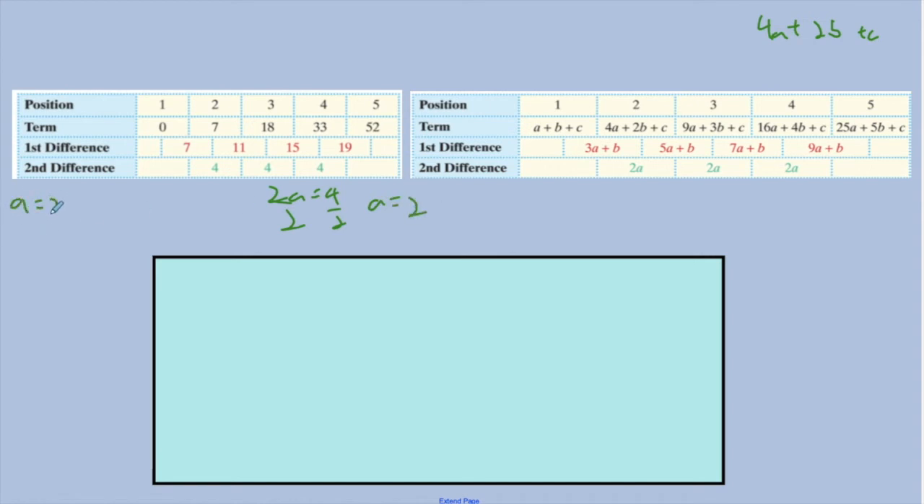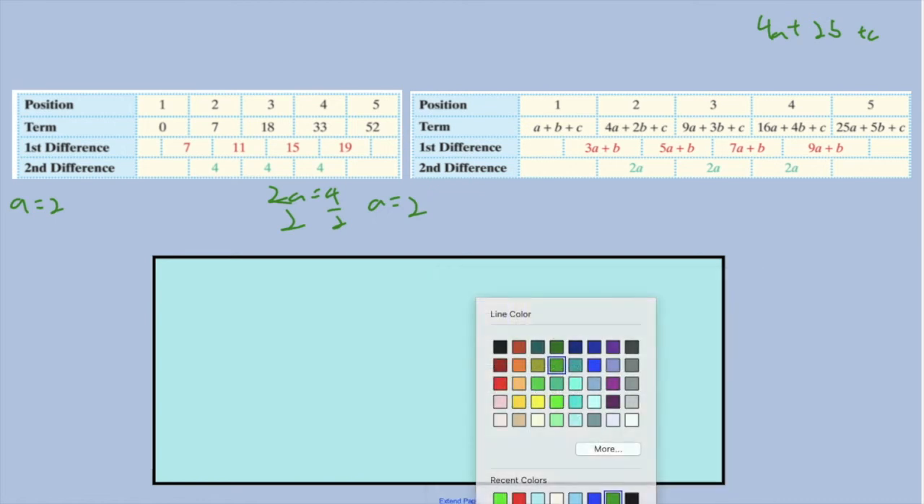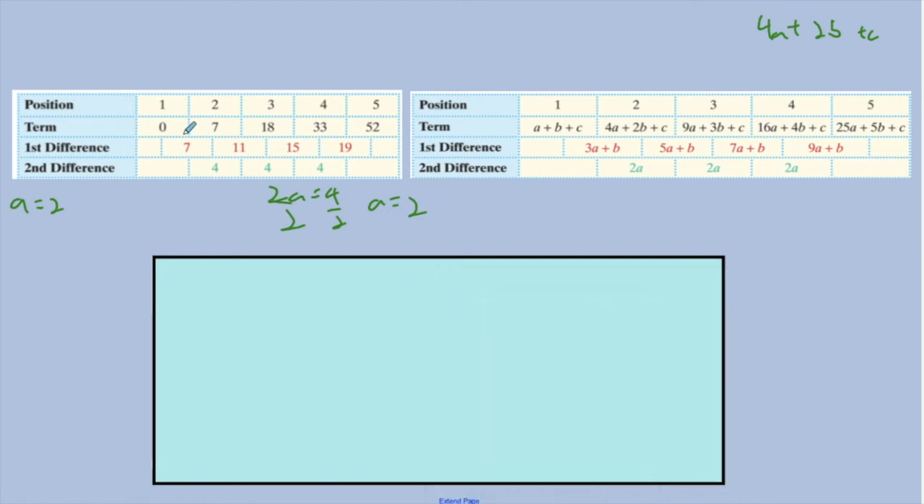A equals 2. For our first difference, we'll do that in red. We know 7 equals 3a plus b, so 3a plus b equals 7. We have two variables, but we already know what a is. A is 2, so we have 3 times 2 plus b equals 7. 3 times 2 is 6, so 6 plus b equals 7. Minus 6, minus 6. B equals 1. Let's put that over here.